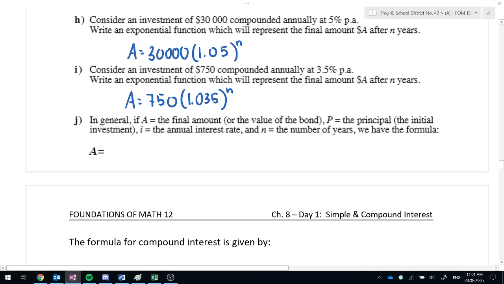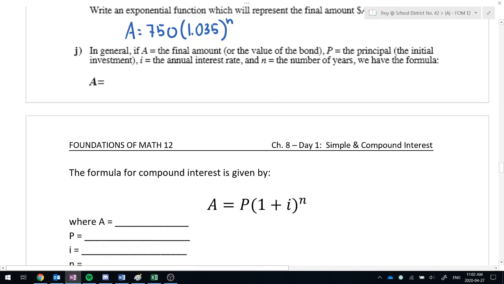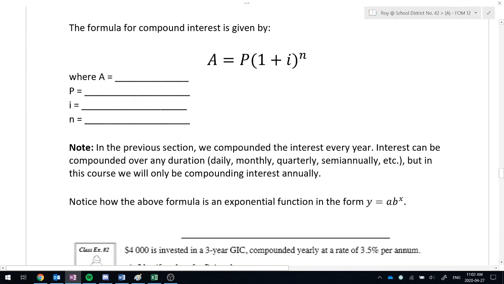Okay. In general, if A equals the final amount, or the value of the bond, P is the principal, I is the interest rate, and n is the number of years, we get the formula. I'm not going to write it down because I put it here. So this is our compound interest formula, where A equals the final amount, P is still our principal, and I is the interest rate.